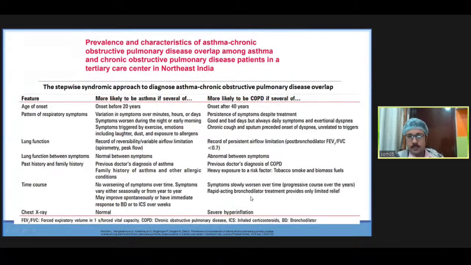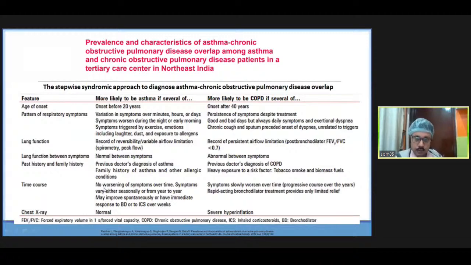Now this is an important comparative study. These are the symptoms and history by which a patient is more likely to be a case of asthma, and which group of patients are more likely to be COPD patients. As we all know, in asthma, age of onset is usually less than 20 years, a young patient. There is variation of symptoms over minutes and hours. Symptoms worsen during the night or early morning, and are triggered by exercise and emotions. There is a record of reversibility and variable airflow limitation in spirometry. Lung function is usually normal between attacks. With the previous prescriptions and a family history of other allergic conditions, we can say this may be a case of asthma.